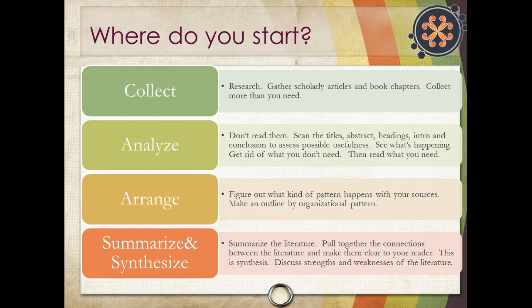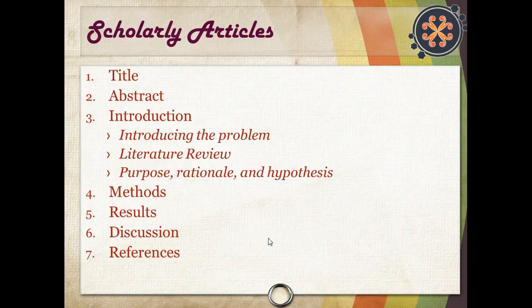Then when you have a stack of potentially good sources, you start reading them. And then arrange. Figure out what kind of pattern happens with your sources. Make an outline by organizational pattern. And then you summarize and synthesize. Summarize the literature, pull together the connections between the literature and make them clear to your reader. That's synthesize. We'll be talking about this a lot more in class, but keep in mind that that's what you're going to be doing here. The next couple days, though, you're going to be focusing on these next two.